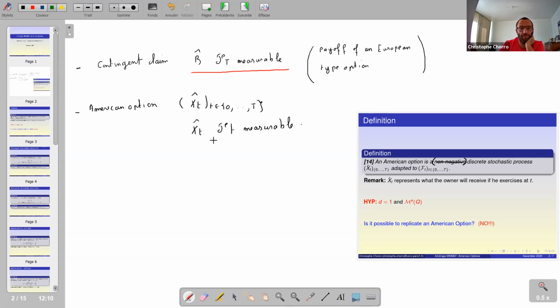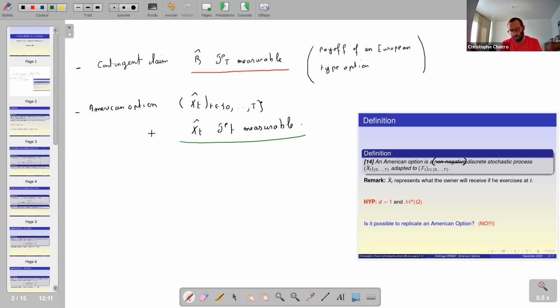So there is a big difference between contingent claims and American options, because from a mathematical point of view, one is represented by a single random variable that is F capital T measurable, and the other by a stochastic process. So an American option, a priori, is more complex because instead of a single random variable, you need a stochastic process defined at any time in order to describe what happens if you exercise.